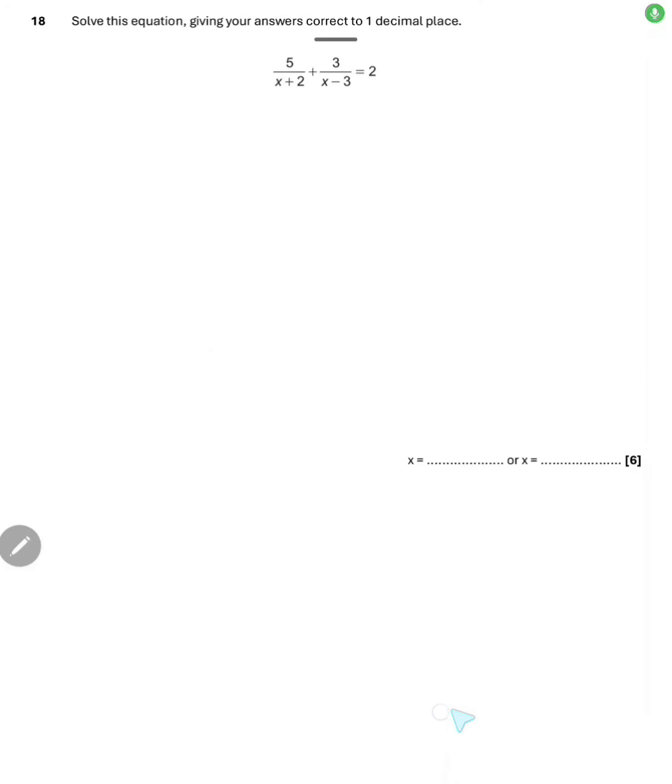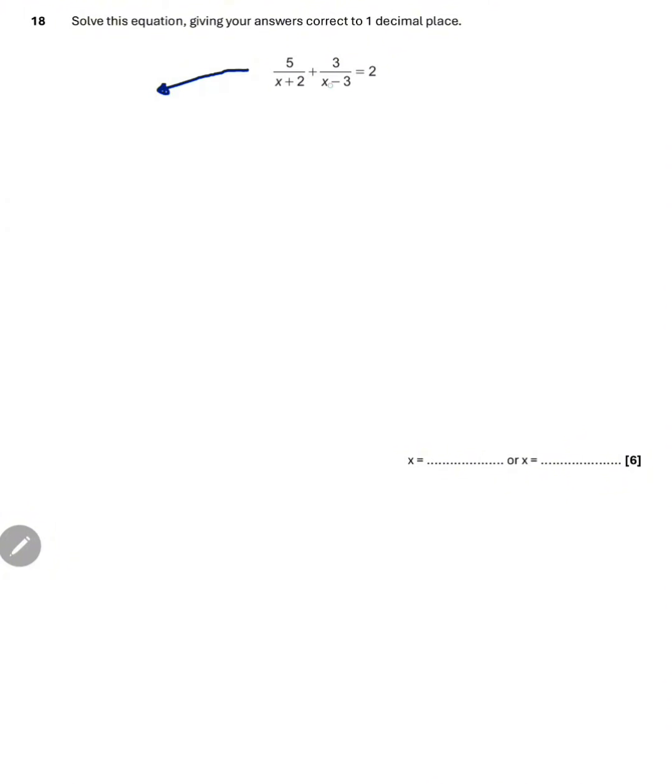Question 18, and I'm not going to lie guys, this one is going to be rough. We've got algebraic fractions that are being added together, and then we're going to solve this equation. So it's not just adding the fractions, it's adding the fractions and solving an equation. Again, there are several ways to do a question like this. I like to treat my algebraic fractions like my normal fractions.